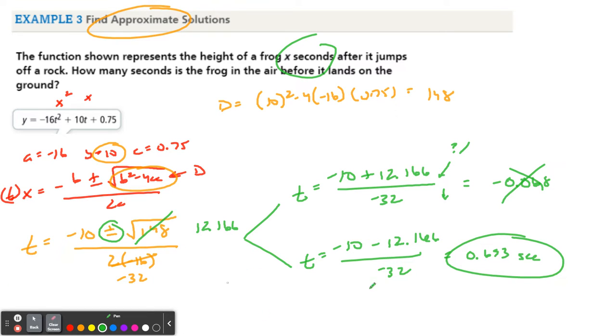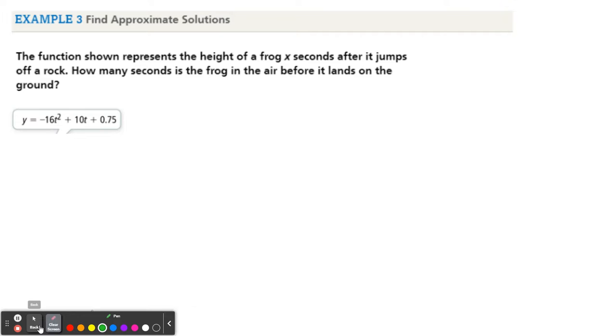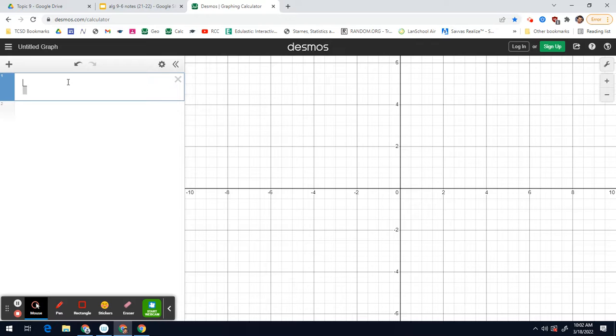Let me show you how to type this into Desmos real fast. The negative 10 minus 12.166 divided by negative 32. So we go to Desmos. Like I said, I press the fraction button, get the fraction first. Negative 10 minus 12.166, arrow down, negative 32. And there's where I get 0.693. All right, so there are examples of using the quadratic formula to simplify and also to approximate solutions.